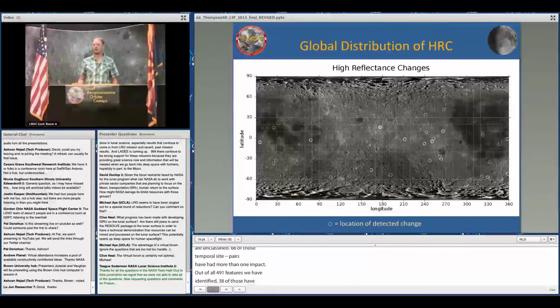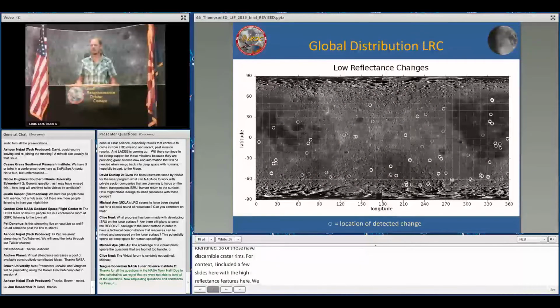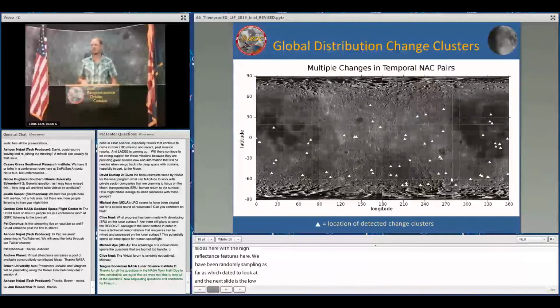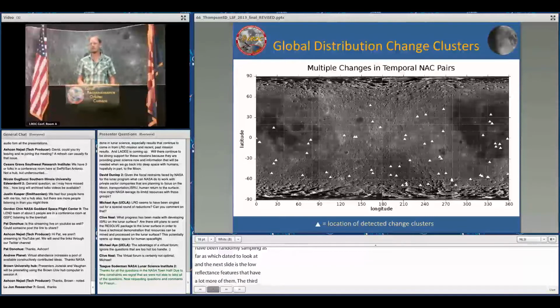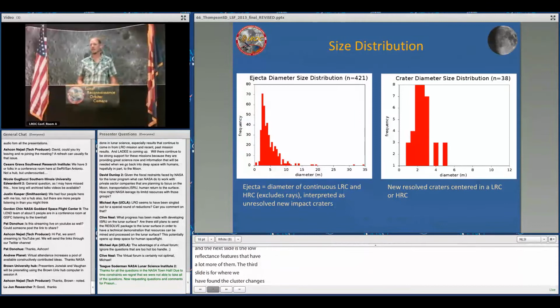And just for context, I included a few slides here where they're located. The high reflectance features are here; we've been randomly sampling the moon as far as which data to look at. The next slide is the low reflectance features, which have a lot more of them. And then the third slide of locations is for where we found the cluster of changes, where multiple detections have been found in one temporal pair.